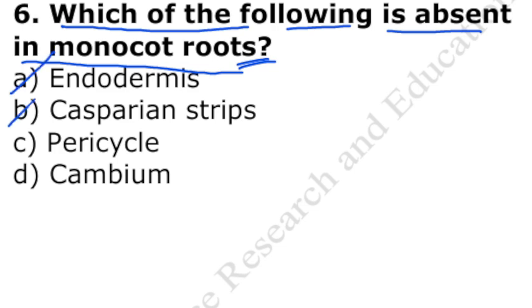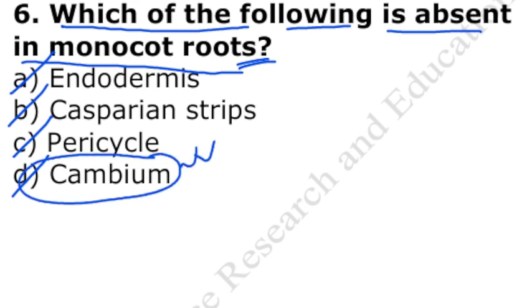Endodermis, Casparian strip, pericycle, cambium. Cambium is absent in monocot root, which is a characteristic of secondary growth.